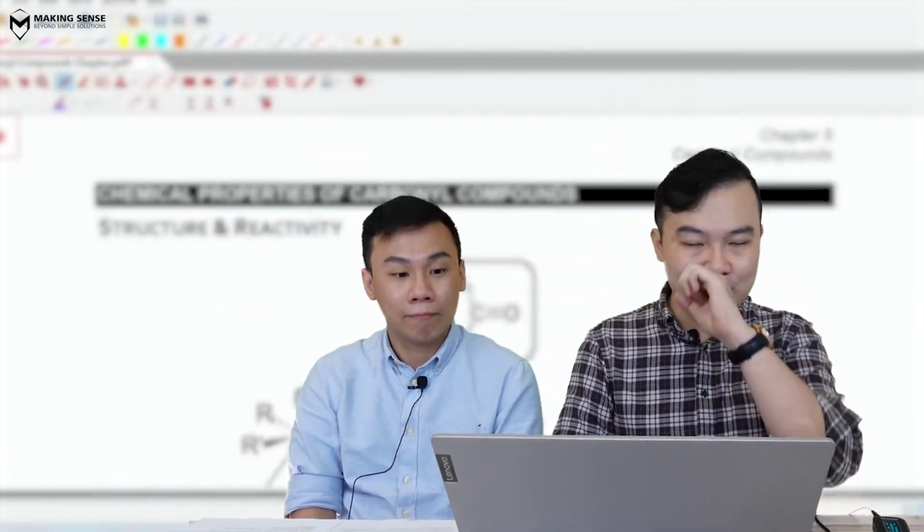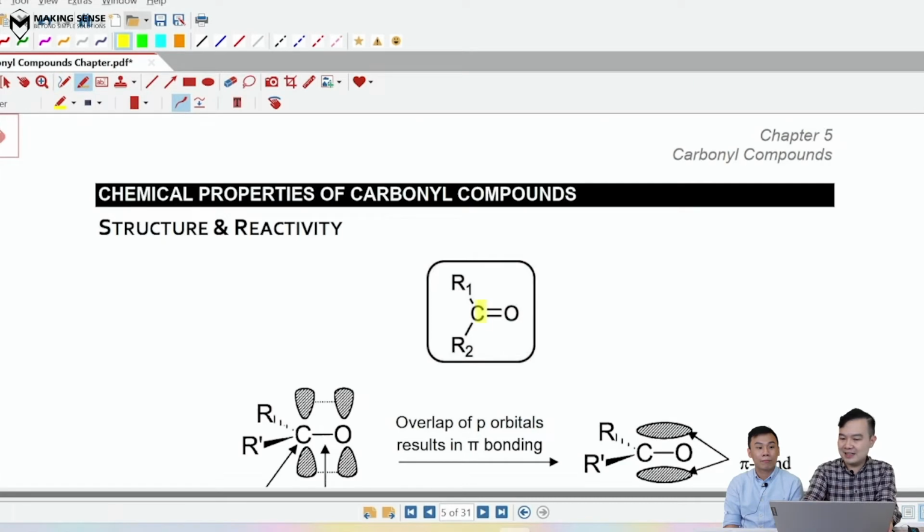So now we're going to take a look at the structure as well as the chemical properties of a carbonyl compound, right? So we recall again that a carbonyl compound must have a C double bond O. There are two R groups attached to it. If one of them becomes a H, it becomes an aldehyde. If both are carbon, it becomes a ketone, right?